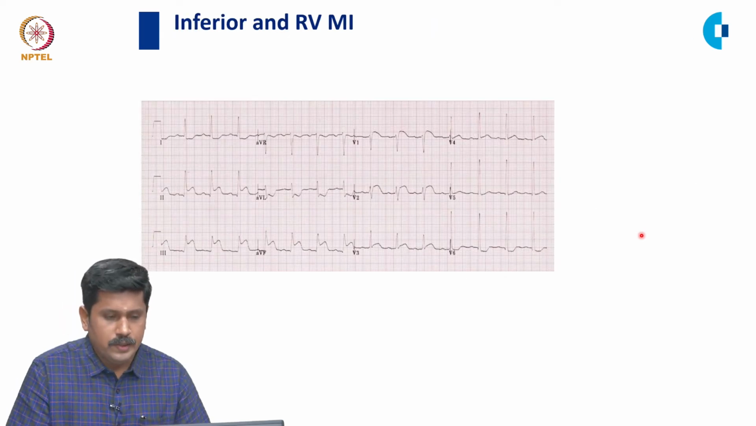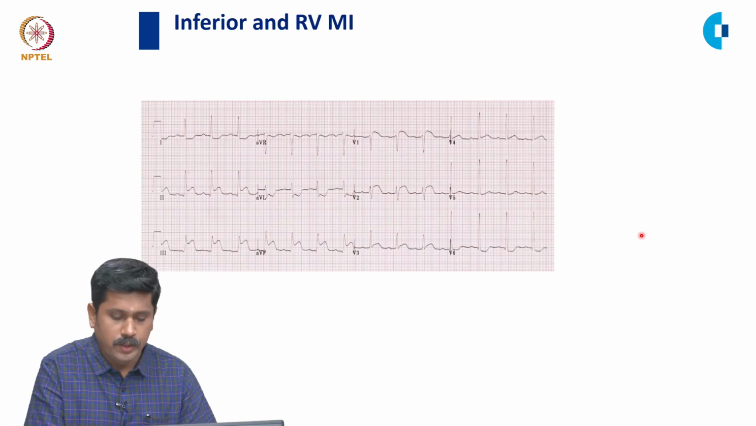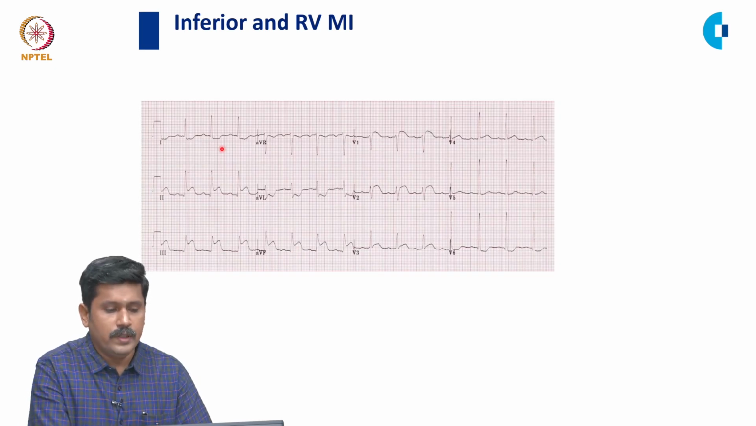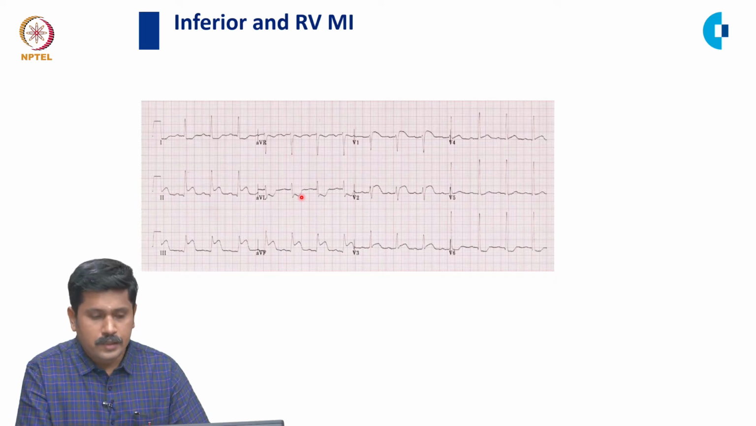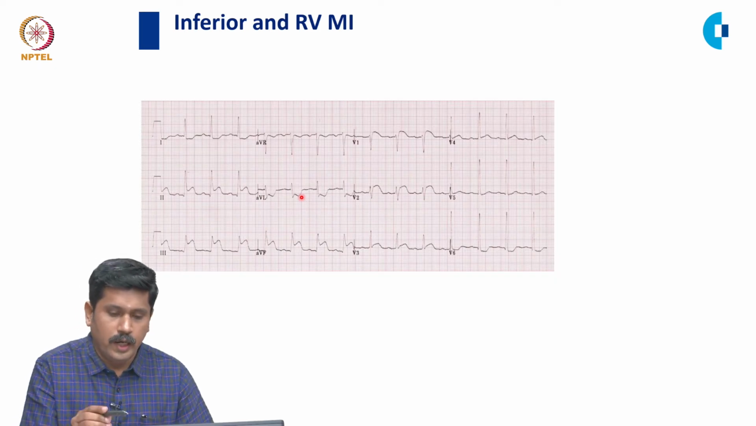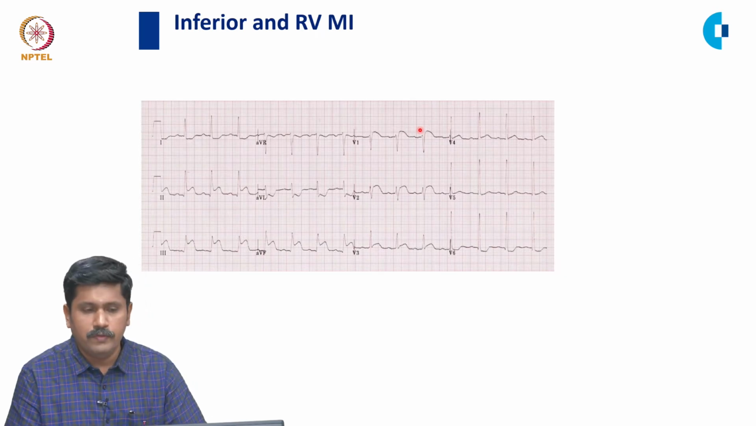So, this is a 12 lead ECG of a patient with complaints of chest pain of 1 hour duration. Here you can see an ST segment elevation in leads 2, 3 and AVF with ST depression in lead 1 and AVL, which puts the lesion localization into the right coronary artery, and there is also an ST elevation in V1, which indicates there is an involvement of the right ventricle.